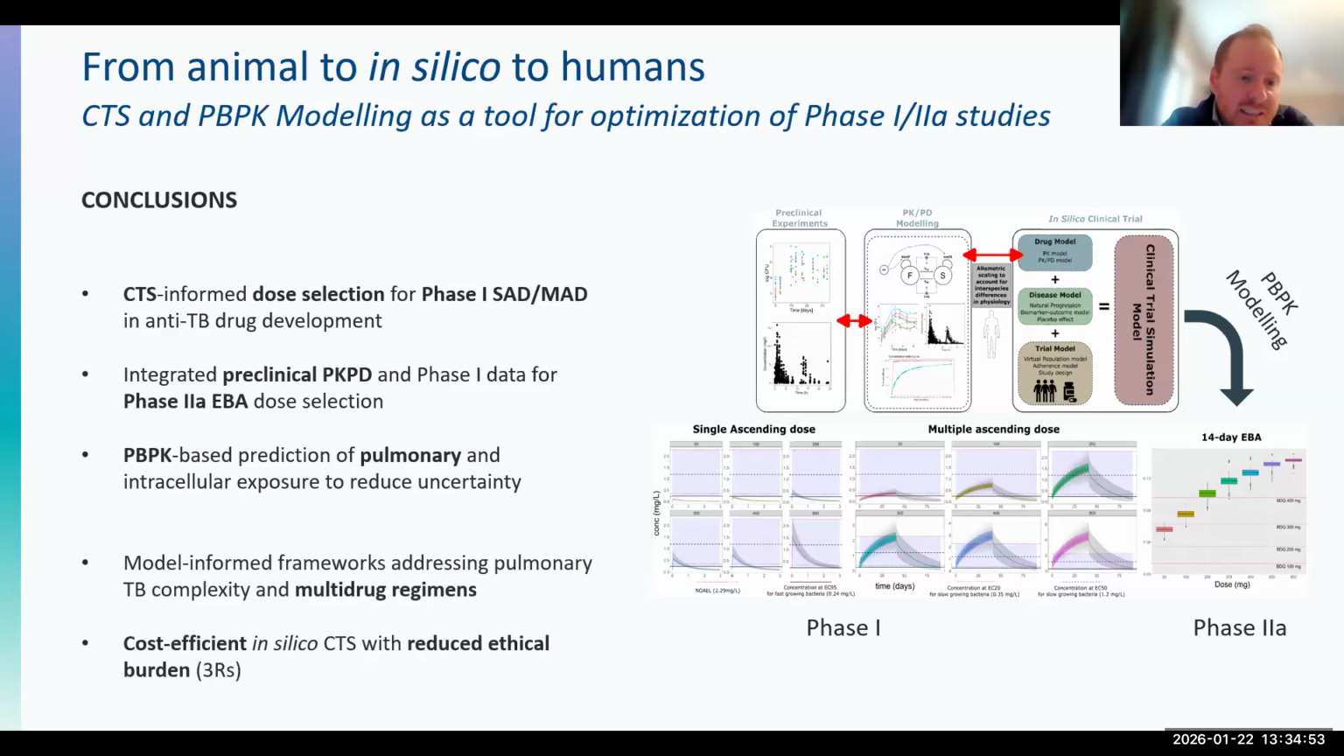And finally, this modeling framework is also really important in case of multi-drug regimens because it allows us to run multiple what-if scenarios, and it is also cost-efficient with reduced ethical burden in alignment with the 3 R's principle, which is always to reduce, refine, and replace.